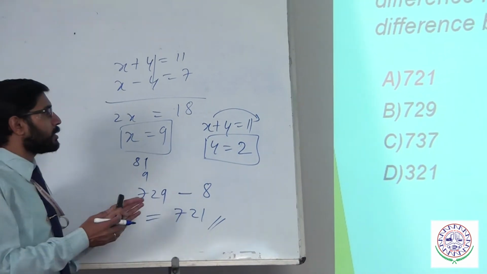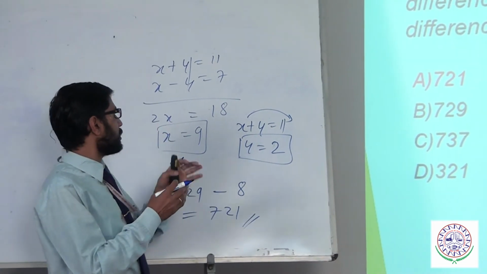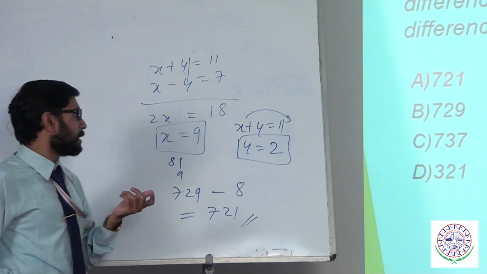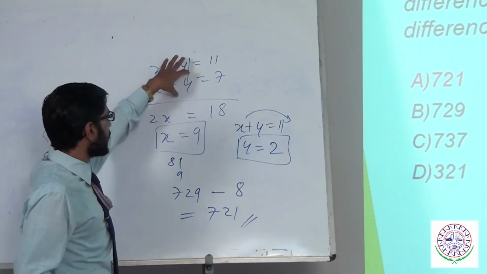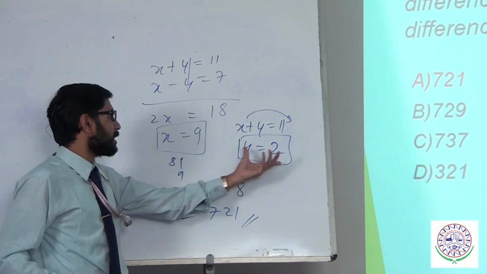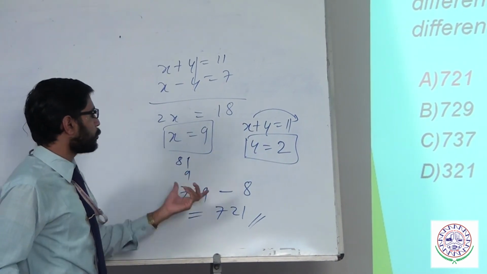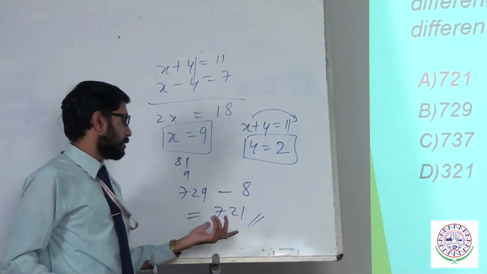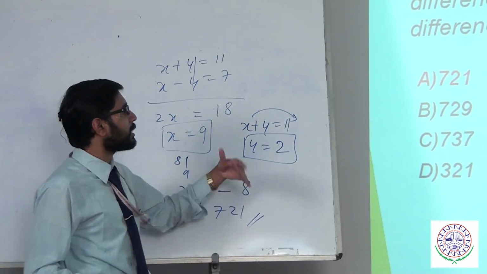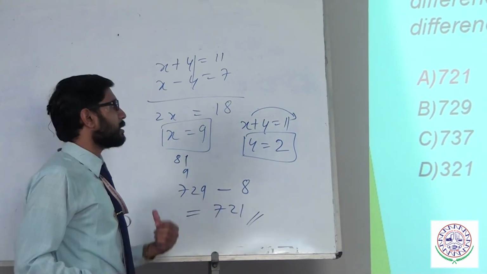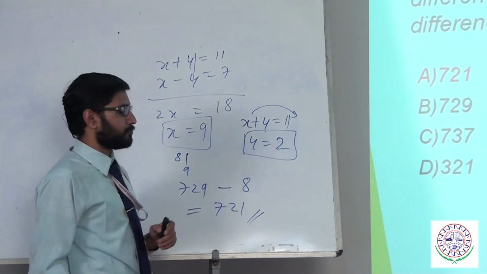Or they may also give questions where they try to find the square. I mean, they may ask with respect to square or fourth power like this. So just take the two equations, get the values of x and y, take their squares or cubes, whatever they ask, and get the result. Or they may also ask the sum. In this case they asked the difference. Sometimes they may also ask the sum of these two numbers.